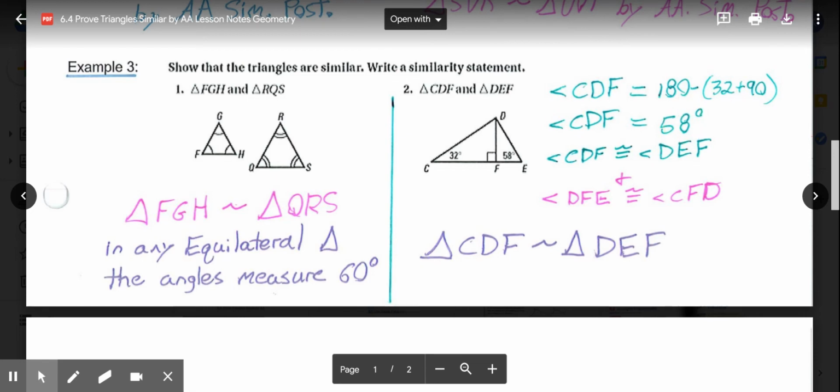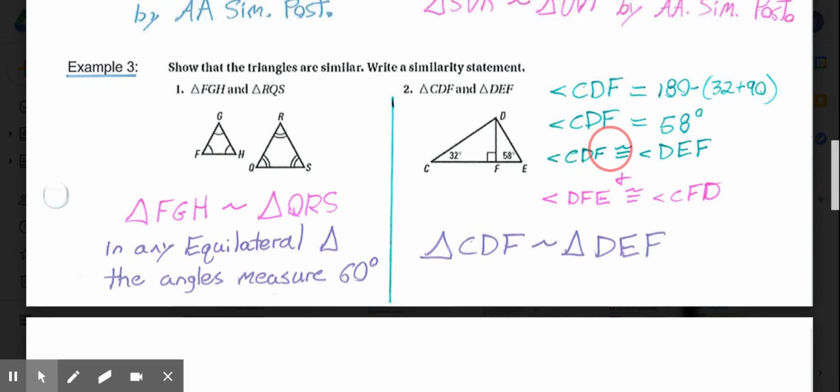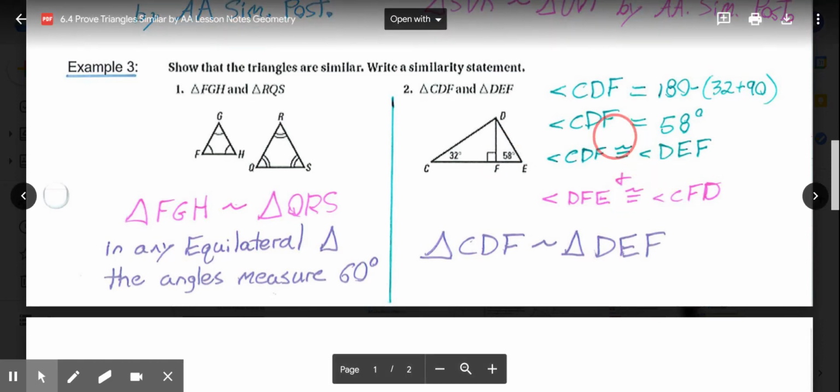So that tells me angle CDF is congruent to angle DEF down here on the other, 58 degrees. Then I know angle CFD, my right angle here, and angle DFE, a right angle here, are congruent. All right angles are congruent. So I have my 2 sets of angles.